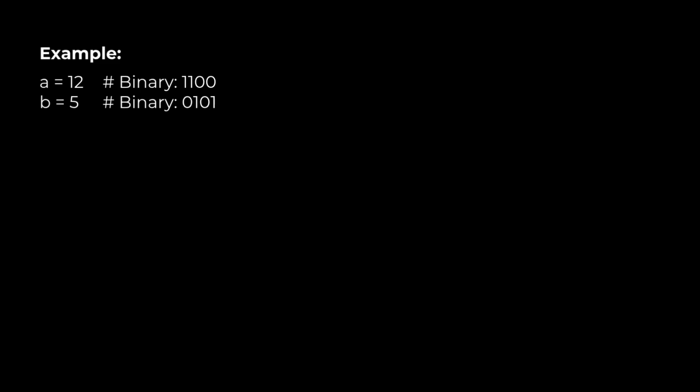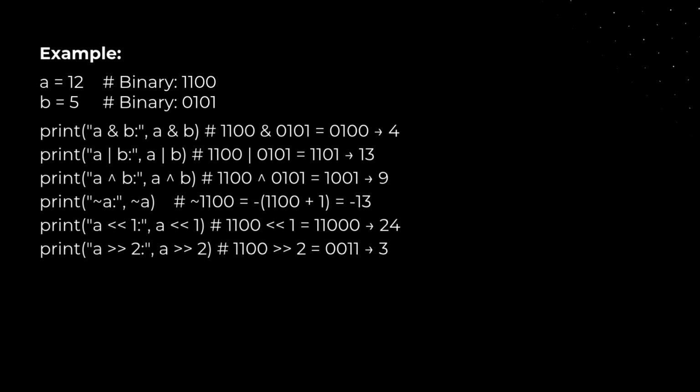Let us see the example code for bitwise operators. A is equal to 12, binary 1100. B is equal to 5, that is binary 0101. Now let's print these operators. Here is the code of the printing. Now let's see the logical operators.